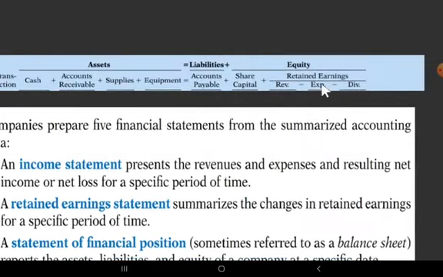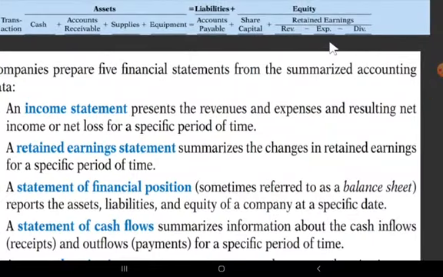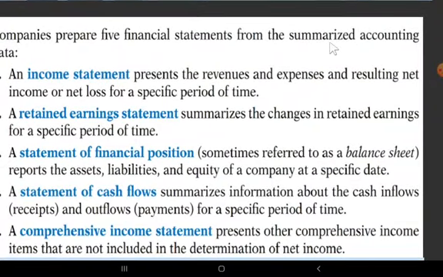Retained earnings is equal to revenue minus expenses minus dividends. A statement of financial position, or balance sheet, may report the assets, liabilities and equity of a company at a specific date.